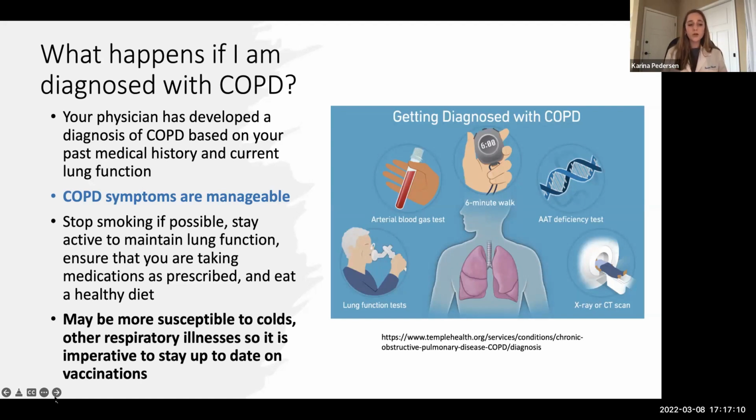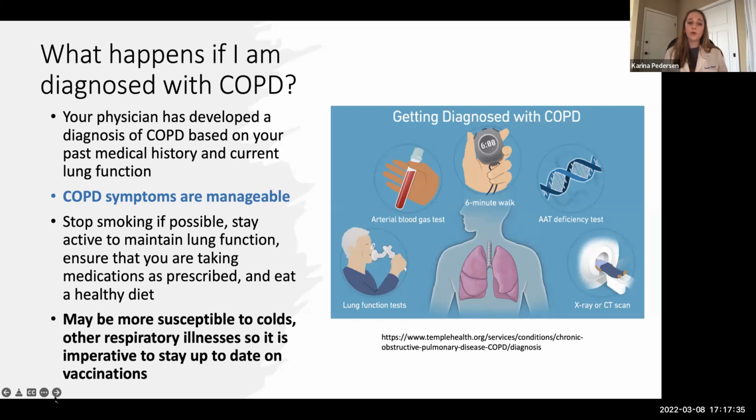Also, if you ensure that you're taking your medications as prescribed, you can prevent future exacerbations, thereby reducing hospitalizations. It's very helpful in managing your symptoms. And also eating a healthy diet has really been demonstrated to help reduce exacerbations of COPD and also improve long-term prognosis.